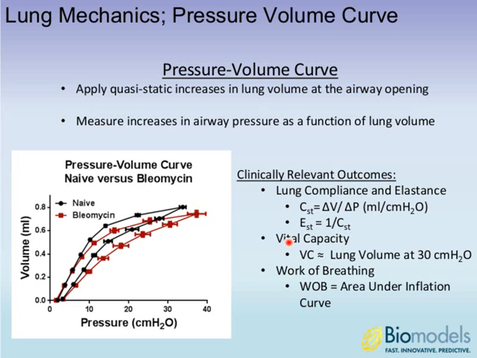Clinically relevant outcomes we can get from this measure are lung compliance and elastance. Compliance is just the curve of the ascending loop. Elastance is the inverse of compliance. We can measure vital capacity, which we can define as lung volume at 30 centimeters water. And we can look at work of breathing, which is the area under the inflation curve.